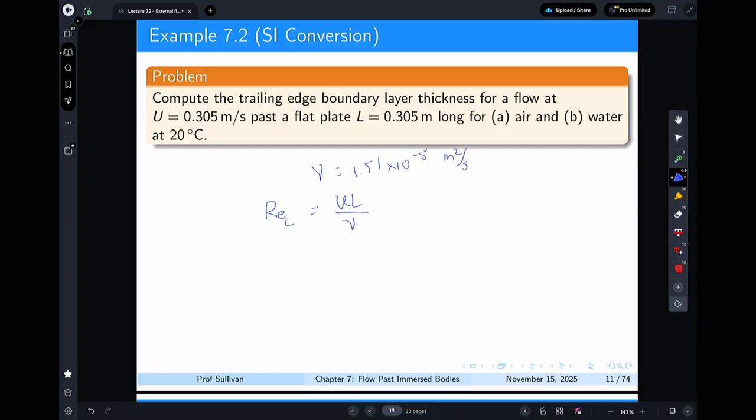Okay, sorry, maybe I should read the question. Compute the trailing edge boundary layer thickness for a flow at 0.305 meters per second past the flat plate. The length of the plate is 0.305 meters, and calculate it for both air and water. And if you do that, it's kind of annoying because both numbers are the same.